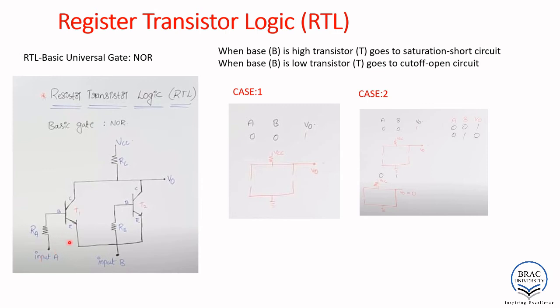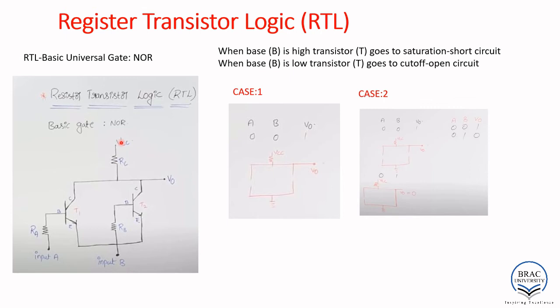So we have input A, which is connected to RA, the input resistance, and it is connected to the base. Also at the output side we have RC, which is connected from the collector through RC to VCC. Here we have another input B, which is connected to the base through RB resistance, and this collector is connected through RC to VCC.